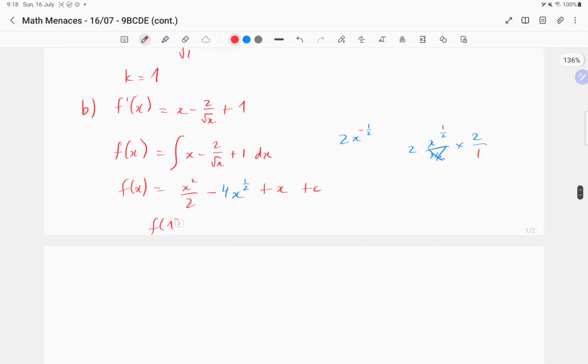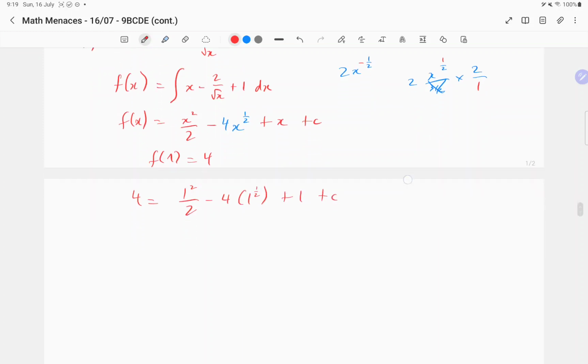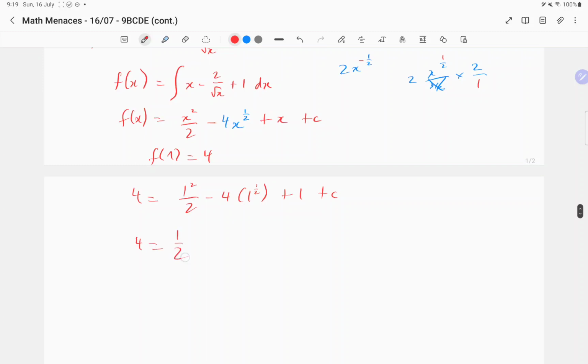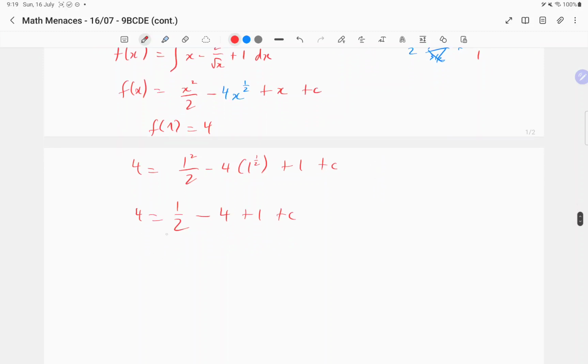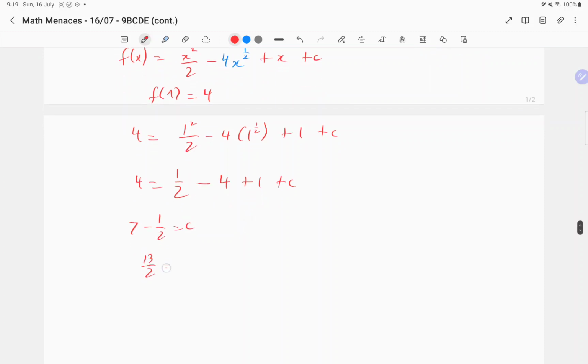So f when x equals 1 is equal to 4, which means that 4 is equal to, substitute 1 in here, 1 squared over 2 minus 4 times 1 to the power 1/2, and then plus 1 plus c. Okay, so 4 equals 1 over 2 minus 4. Sorry, 1 to the power anything is just 1, and 4 times that is 4, plus 1 plus c. Right? Bring everything to the left hand side. That would be 4 plus 4 minus 1 would be 7 minus 1/2 equals c.